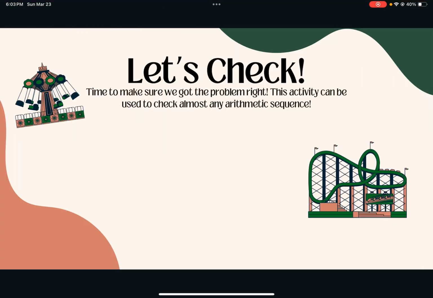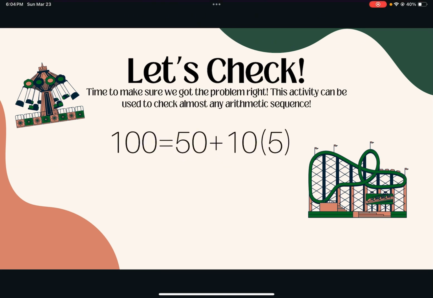But here we want to learn how to check it. Now, this following activity, or I suppose a way of doing it, can be used to check almost any arithmetic sequence. Okay, so we have 100 equals 50 plus 10 times 5. The 100 is the amount that we got as our answer for Olivia's problem. The 50 is the first term in the sequence. That's the amount of money she had in the first week. Plus 10, that's our common difference, times 5. And we're doing that because, remember, 6 minus 1 is 5.